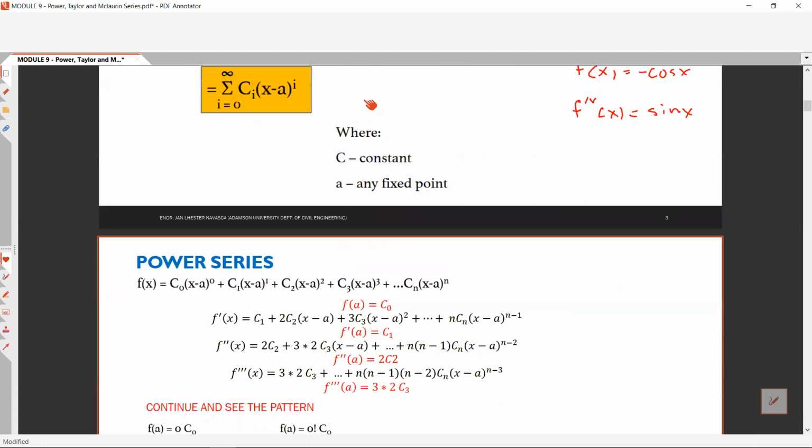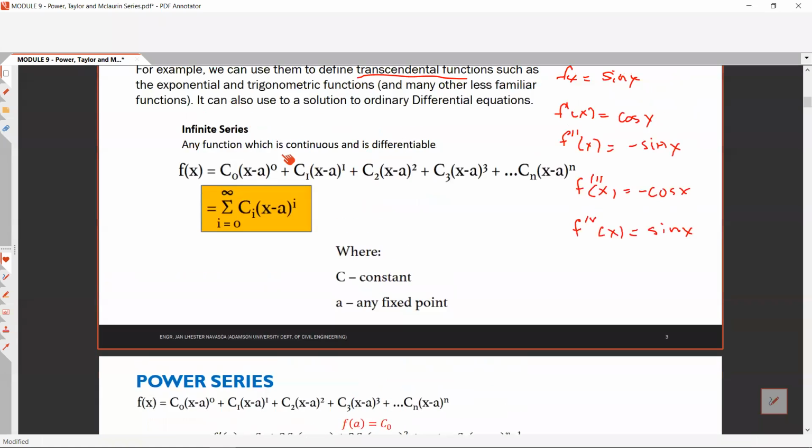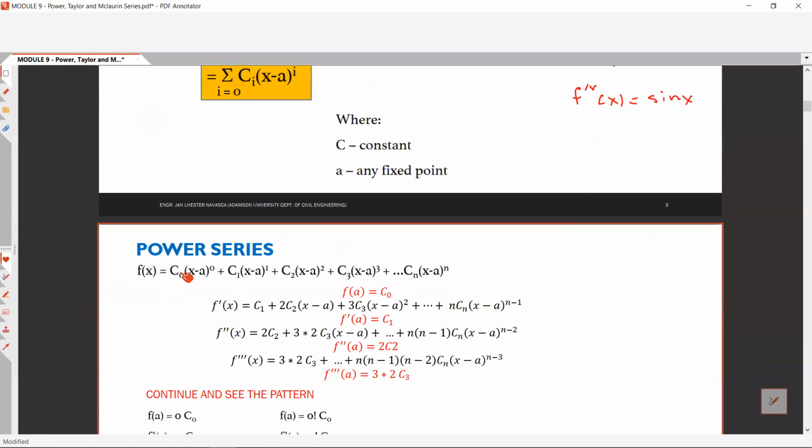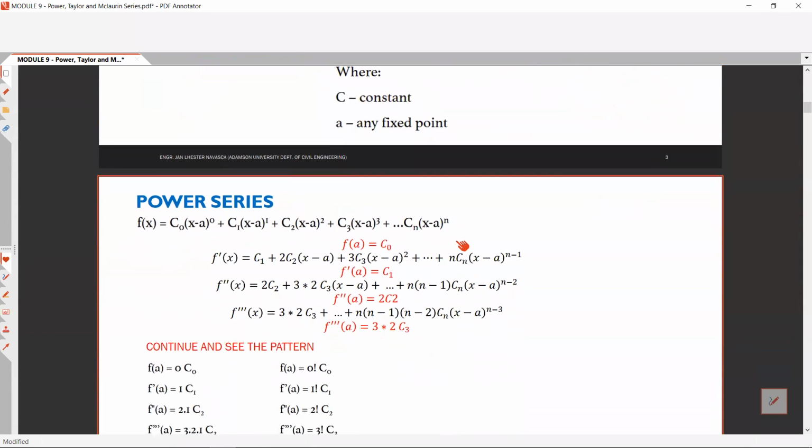So the definition of a power series is given in this form, that f of x is equal to this one. So ito siya. f of x is equal to c sub 0, c sub 1, hanggang c sub n times (x minus a) raised to n. Okay. So how are we going to find the constants? Paano ba natin hahanapin yung mga constant values na yan?